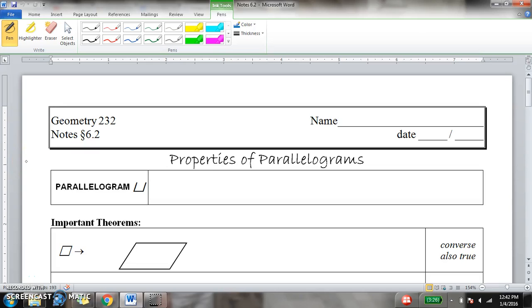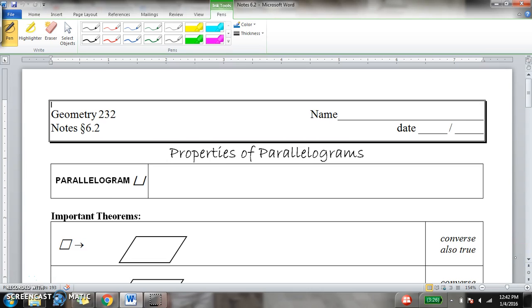This is Geometry, Section 6.2, Properties of Parallelograms. Today we started talking about parallelograms. So first of all, what is a parallelogram?